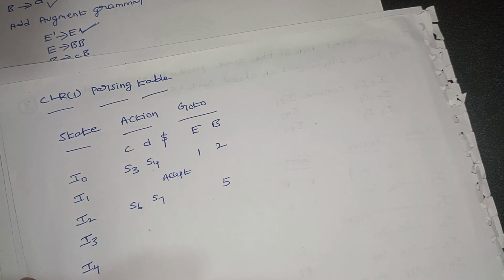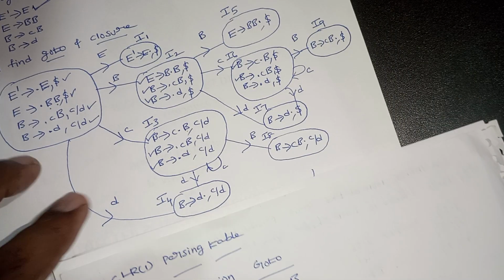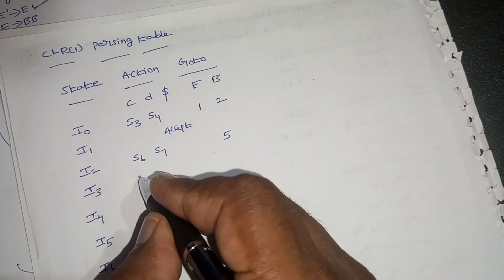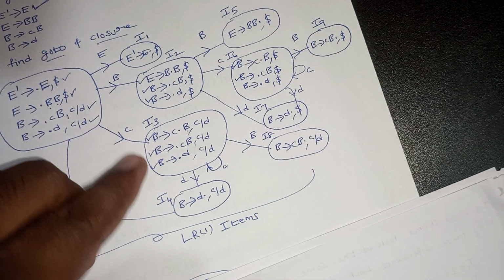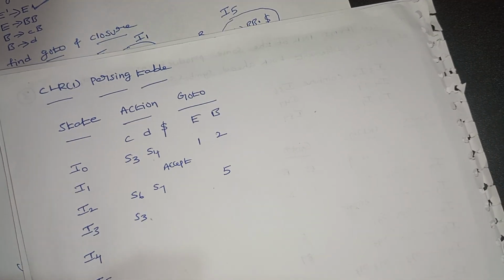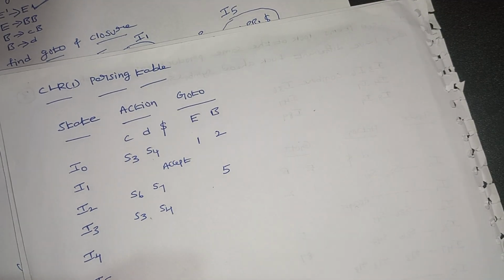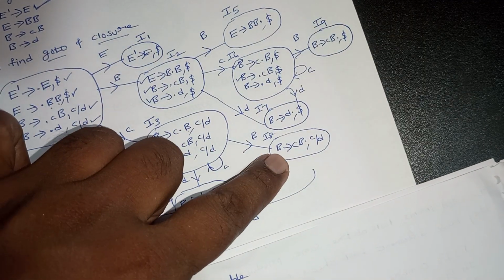So I2 is over. What about I3? I3 on c is S3. I3 on small d is I4, so S4. Next, I3 on B is 8.